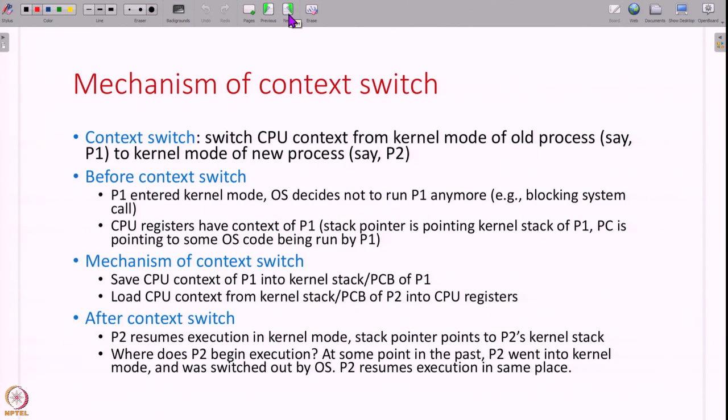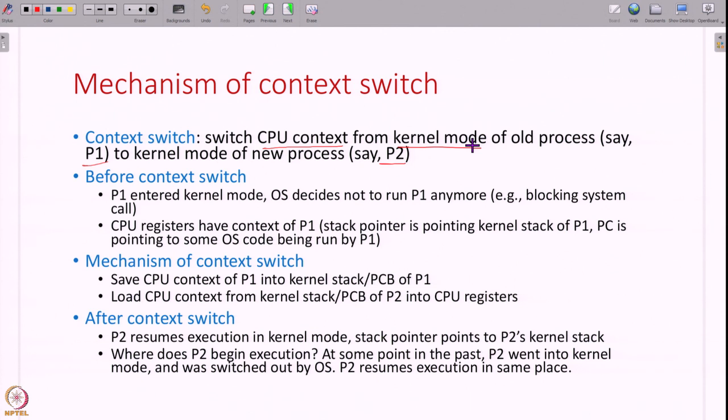So, let us understand this mechanism of the context switch in a little bit more detail. The definition of a context switch is that your CPU context switches from one process, say the old process P1, to the other process P2. And note that the switch only happens in kernel mode. A user process cannot say switch me out. That is a privileged operation.